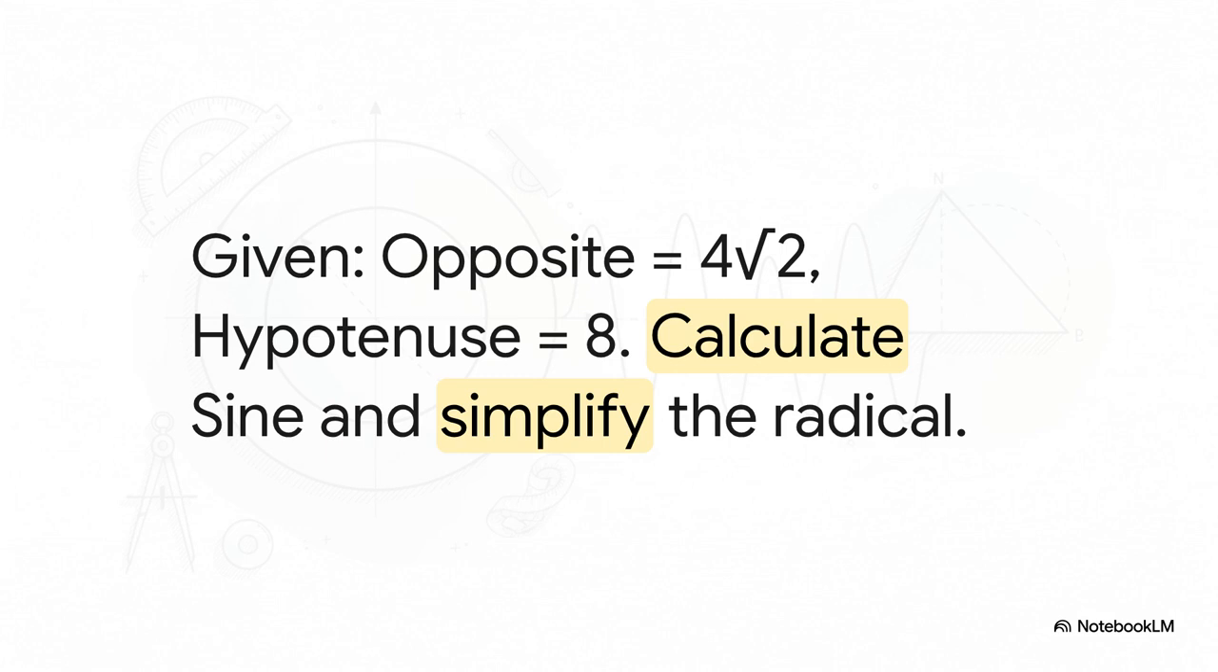But listen, don't let that square root scare you. The rules have not changed one bit. The opposite side is 4 times the square root of 2, and the hypotenuse is 8. The goal is the same as always. Find the sine and simplify.